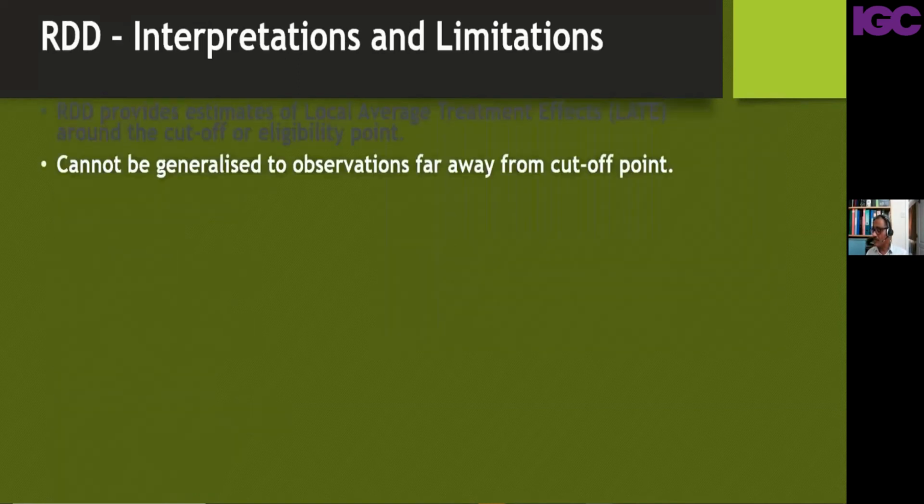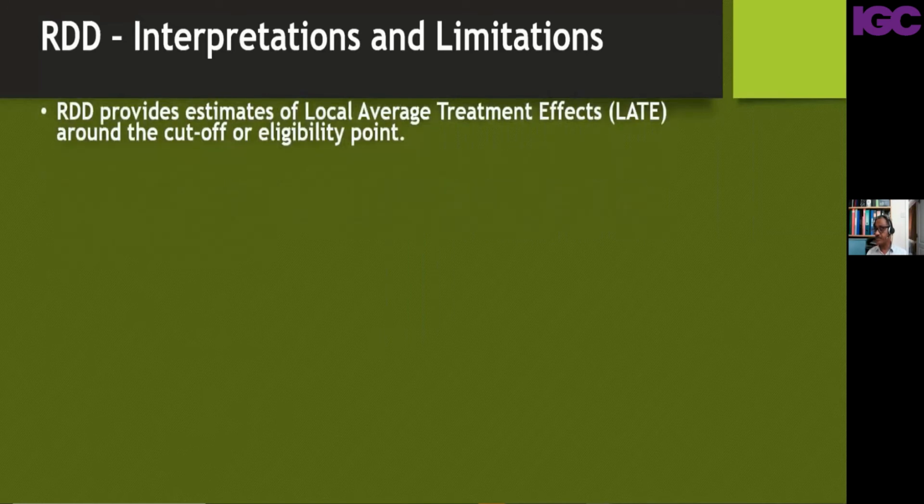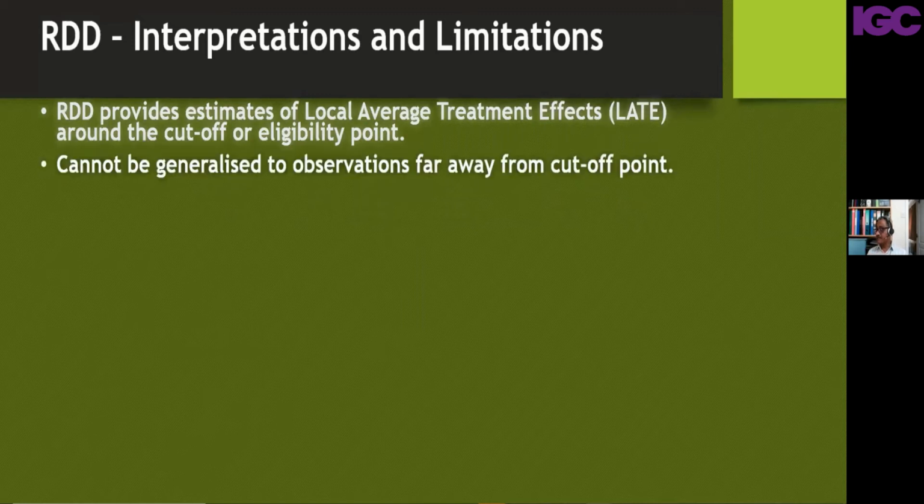Now, in terms of the interpretation of the RDD estimates, as I mentioned, the RDD provides estimates of the local average treatment effects around the cutoff or the eligibility point. And so it cannot be generalized to observations which are far away from the cutoff point. So if 50 hectares is your cutoff point, these estimates apply for those whose land holdings are around 50 hectares. It cannot be generalized to those who are quite far away from the cutoff point.